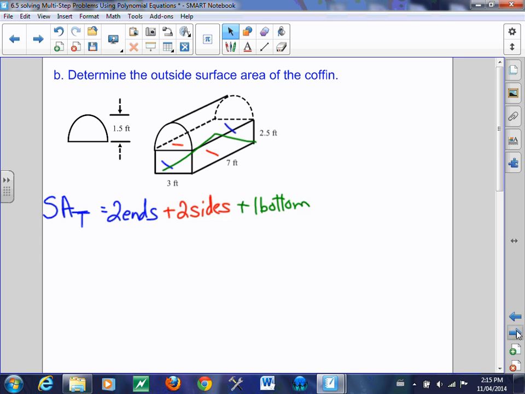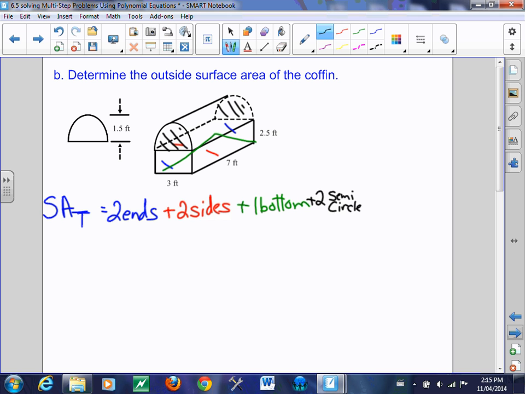Now we need to take a look at these semicircles here. So how many of those do we have? We have 2 of those, so plus 2 semicircles. Okay, and what's that actually going to make? That's actually going to make a circle. Plus the top. Oh, I need to get a different color here. Let's see if we can do this. Plus 1 top. Okay, and that's this curved area there.